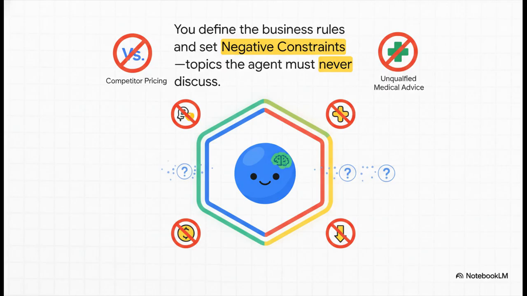Not only do you get to set the agent's tone of voice, but more importantly, you define what are called negative constraints. These are your guardrails. You explicitly tell the agent, do not talk about competitor pricing, or you are not allowed to give medical advice. You are building the safety net.